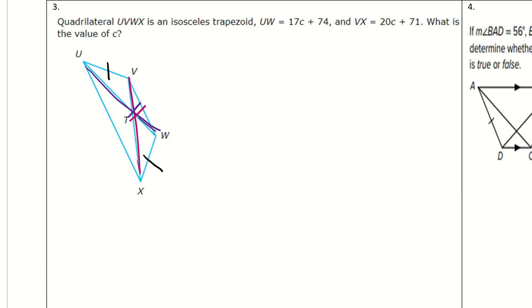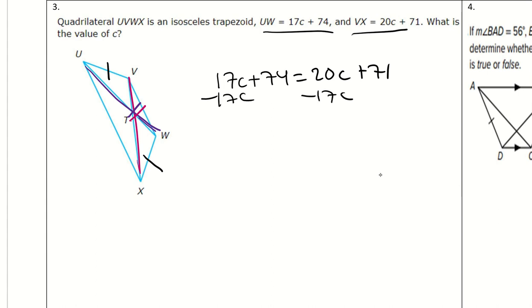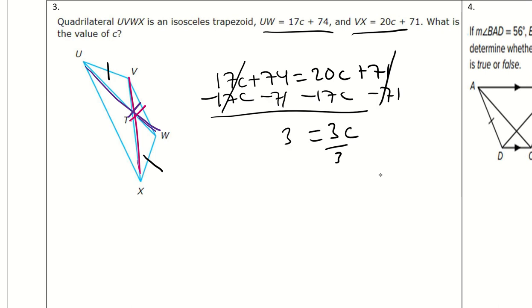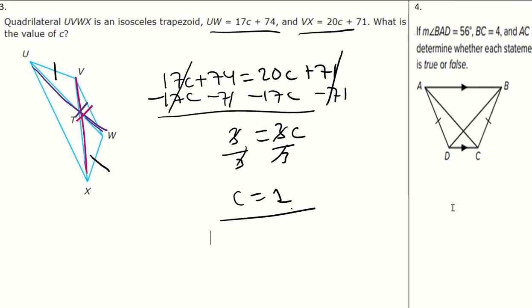All right. So we're going to set those equal to each other essentially. UW and VX. So 17C plus 74 equals 20C plus 71. So subtract 17C on both sides. And then I'm going to subtract 71 on both sides. So we had 3C on the right side and then 3 on the left side. Divide by 3 on both sides. So C is equal to 1. These cancel out, giving you 1. All right. So that's the value of C.